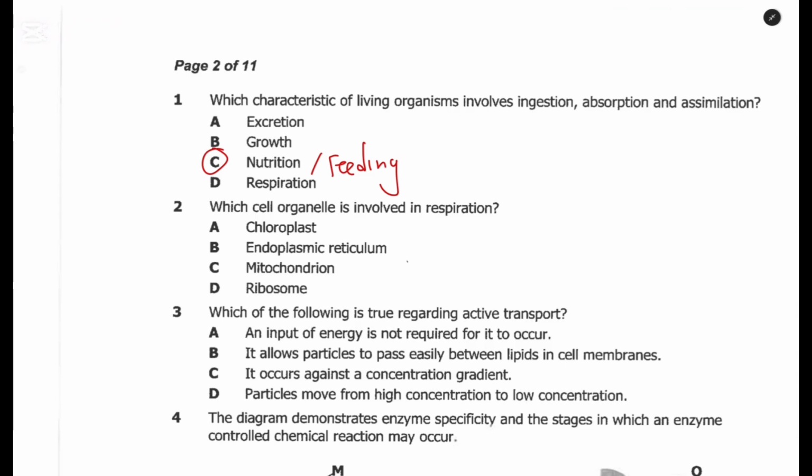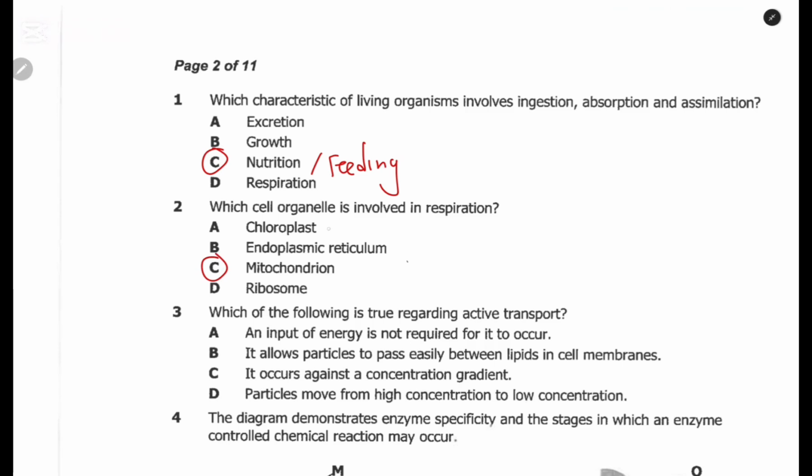Then the second question, which cell organelle is involved in respiration? A, chloroplast, B, endoplasmic reticulum, C, mitochondrion, D, ribosome. So here the answer is the mitochondria.